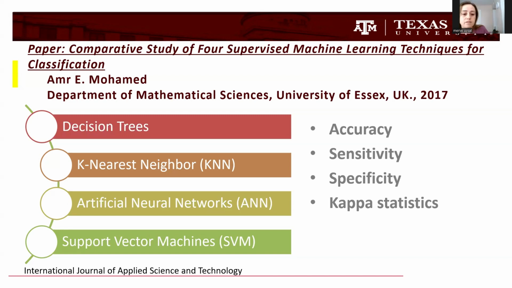This study focuses on evaluating the performance of 4 supervised machine learning methods. They are decision trees, k-nearest neighbor, KNN, artificial neural networks, ANN, and support vector machines, SVM, using various performance metrics, including accuracy, sensitivity, specificity, and kappa statistics.